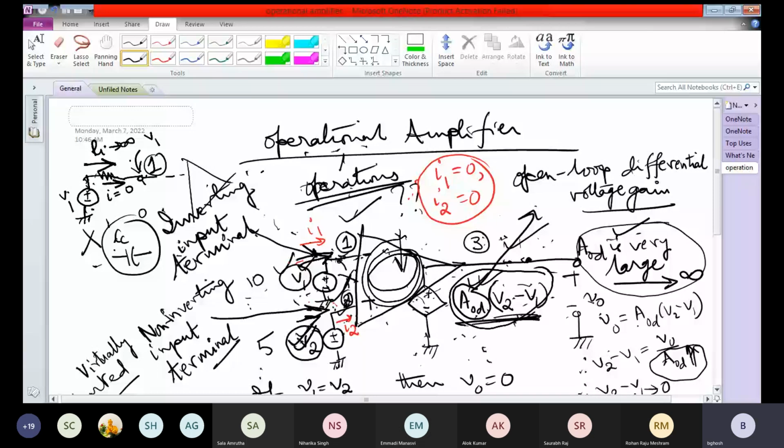In fact, there are two supplies to the operational amplifier. One is a positive supply, another is a negative supply.